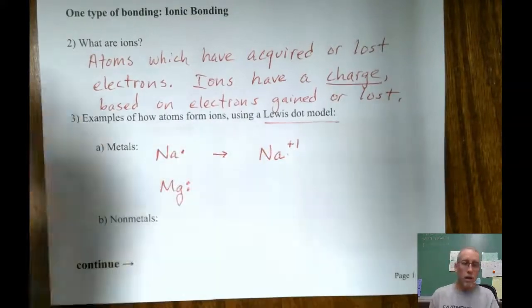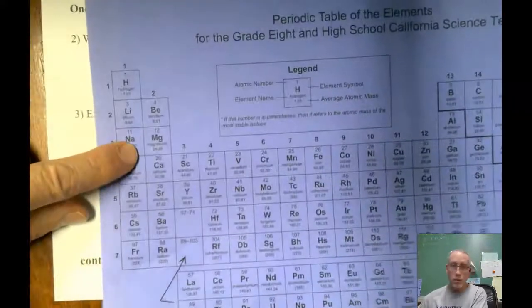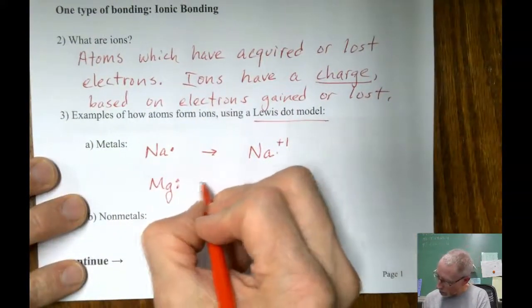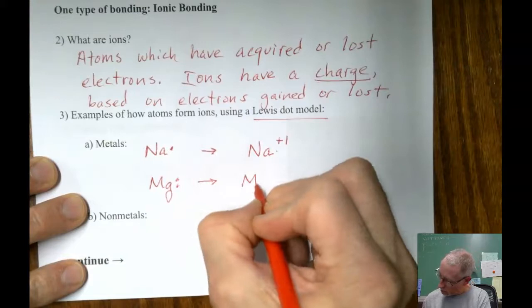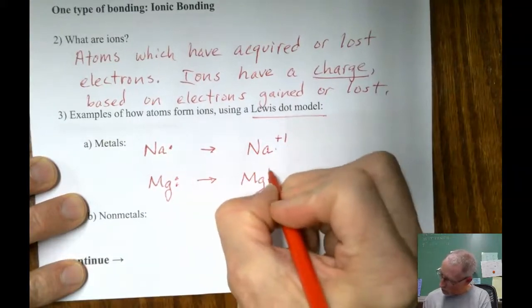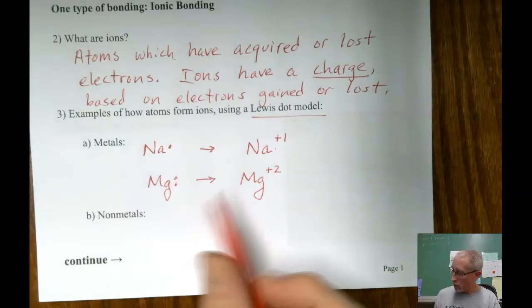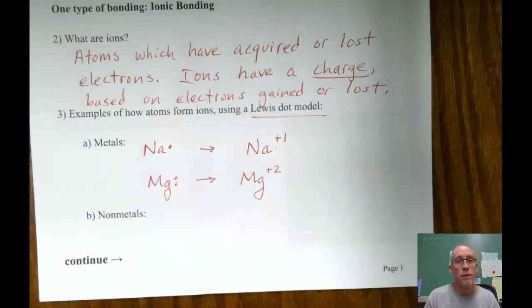Magnesium is in group 2, right next to sodium. And so it will want to lose 2 electrons, and therefore ends up having 2 more protons than electrons. Not because it gained protons, because it lost its electrons. So it has a charge of +2. Okay?